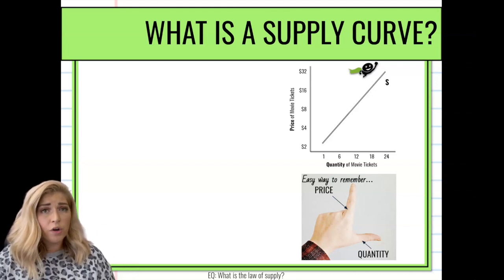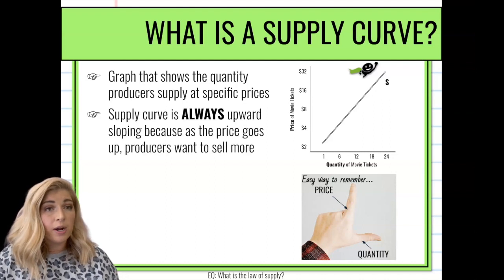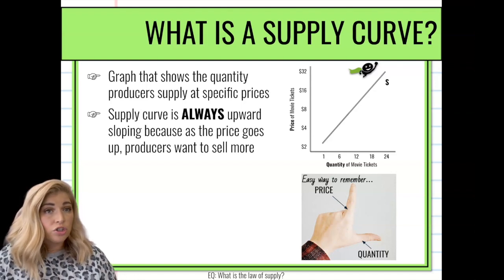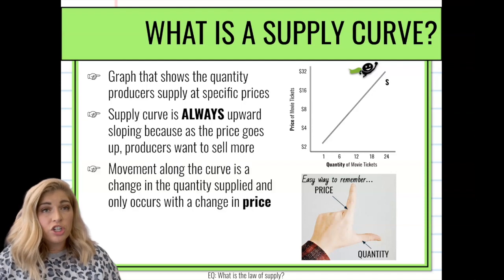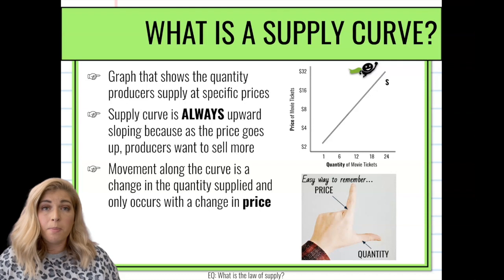So a supply curve, just like a demand curve, is a graph that shows the quantity producers are going to supply at a specific price. The supply curve, as I said, is always sloping upwards because as the price increases or goes up, producers want to sell more. A movement along the curve, just like with demand, is when we have a change in quantity supplied, and it only occurs due to a change in price.